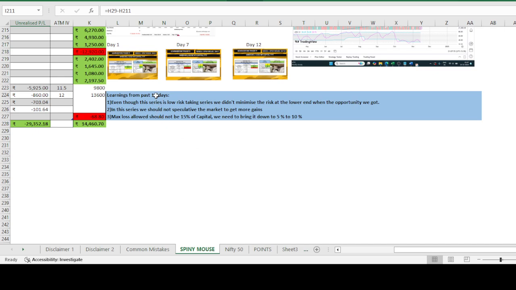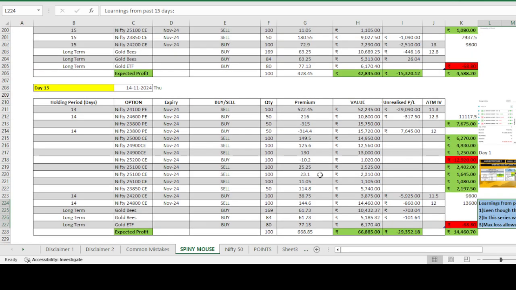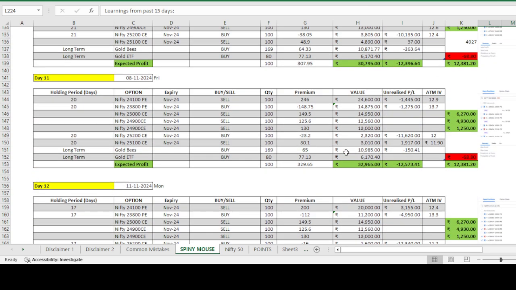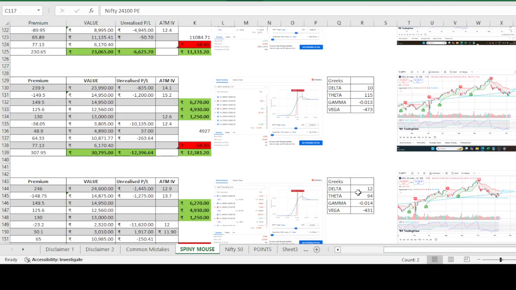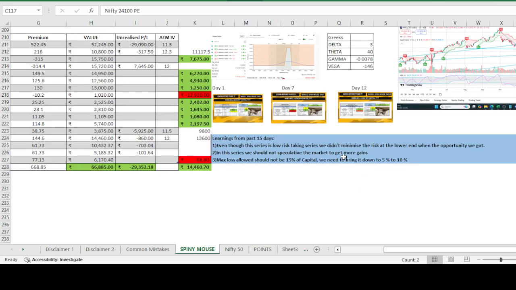That is what we landed in the last 15 days. So even though this is a low-risk-taking series, we didn't minimize the risk at the lower end when the opportunity came. That's a 300 point move which we missed booking. We didn't adjust on this day 9 to minimize this 300 points, because we are closer to the lower end and we should have changed that. But we focused more on getting more profit, and now we are ending up with a loss.